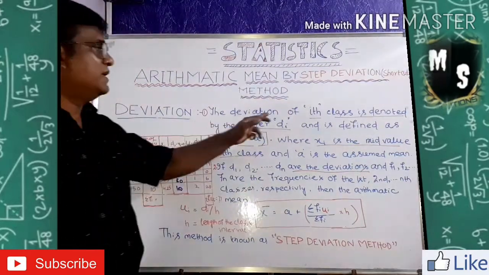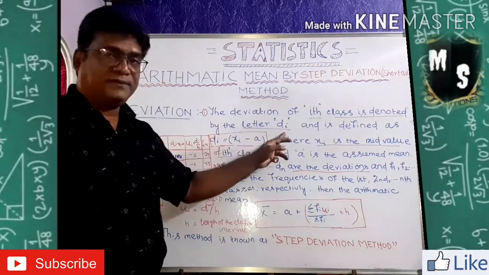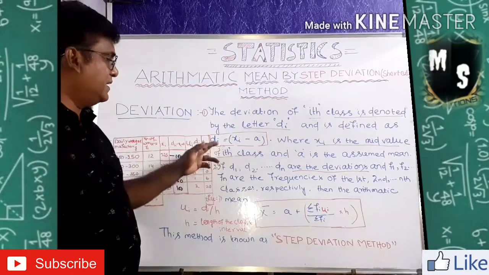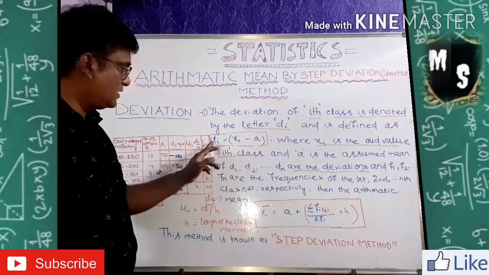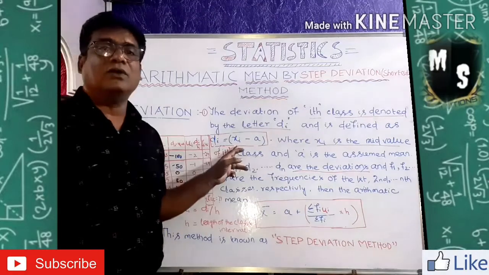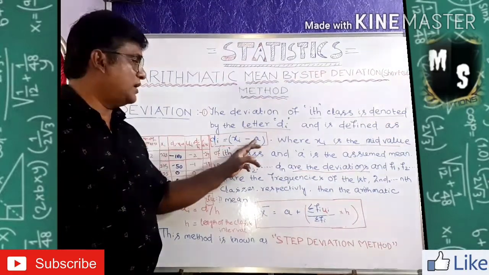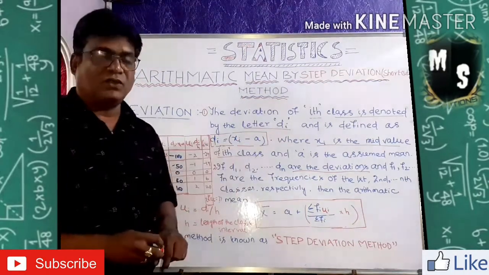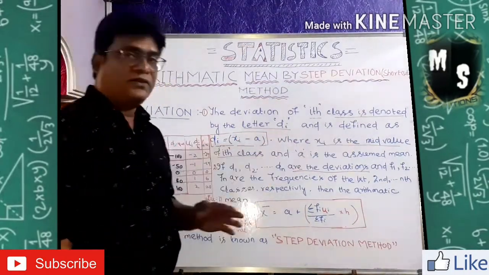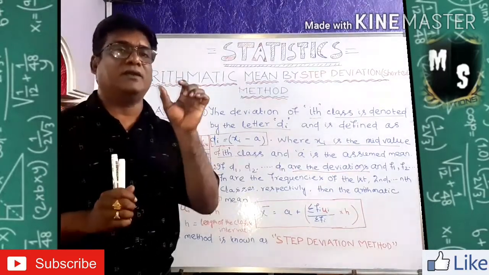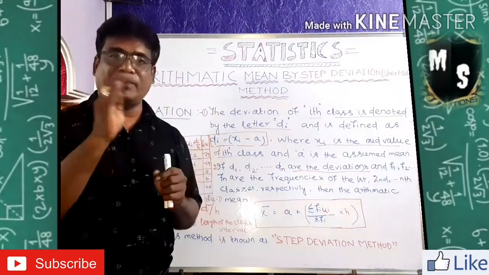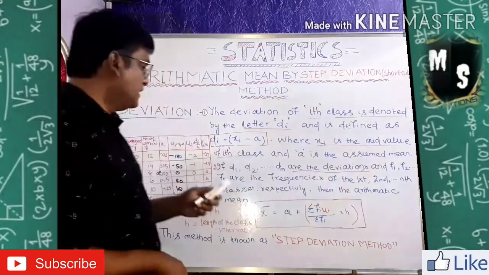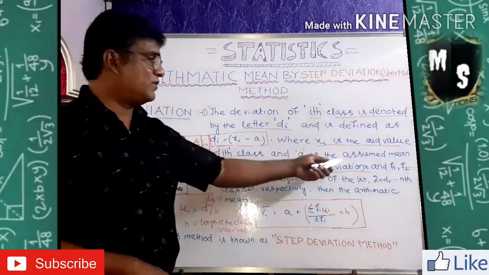Now the deviation of the ith class is denoted by the letter di and is defined as di. This is the formula for di. Already I said di is equal to xi minus a, where di is called the deviation, xi is called the observation, and a is called the assumed mean. So these three you have to take again. Where xi is the mid value, if the data is grouped, then lower boundary plus upper boundary by 2 is called the mid value. That xi is the mid value of the ith class, and a is called the assumed mean.